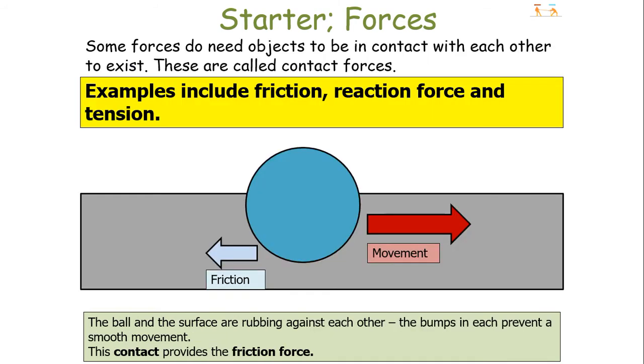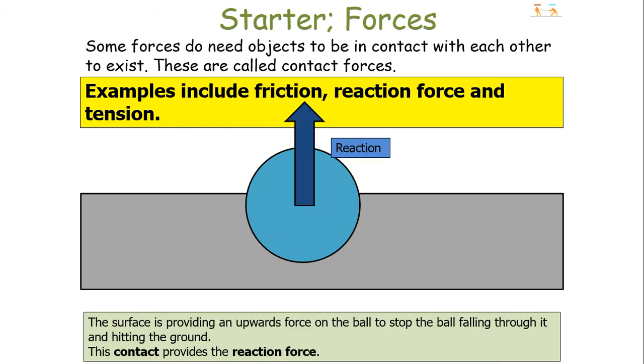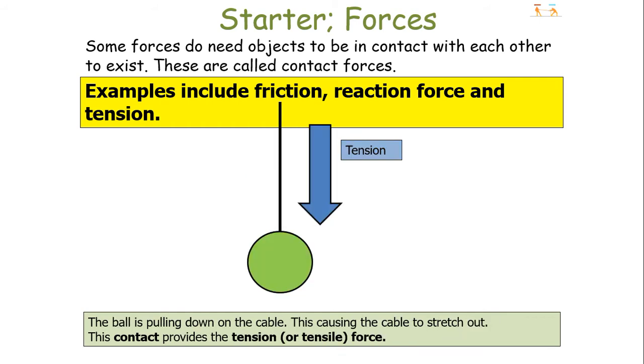But some forces do need objects to be in contact with each other to exist, and we call these contact forces. Examples include friction, the reaction force, and tension. So the ball and the surface are rubbing against each other in this example. The bumps in each surface prevent smooth movement, so this contact provides the frictional force. Here, in this example, the surface provides an upwards force on the ball to stop it falling through and hitting the ground. So this contact provides the reaction force.